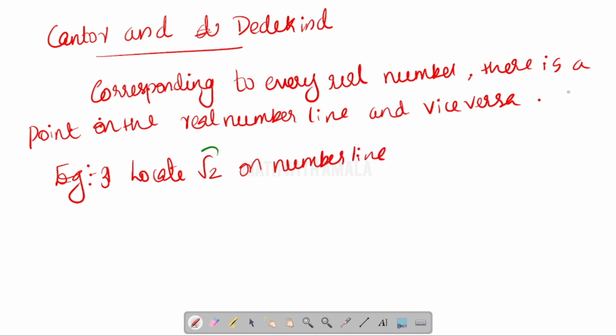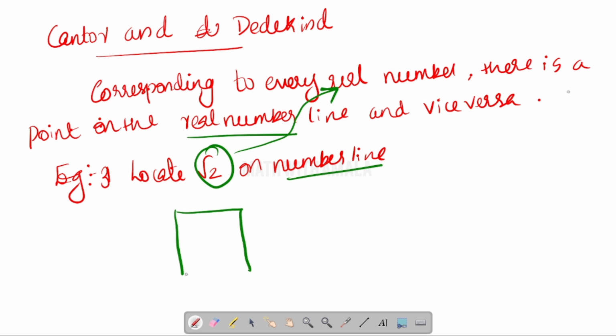Let's move to an example. Example number 3: locate root 2 on the number line. We know that root 2 is a real number, so we have to show that it has a point on the number line. For that, we have to construct a square of side 1 centimeter or 1 unit, whatever it may be, like Pythagoras constructed to prove the root 2 value. Consider the diagonal of the square OB, or we can say the hypotenuse of the right angle triangle OAB. We know this method from the Pythagoras theorem.